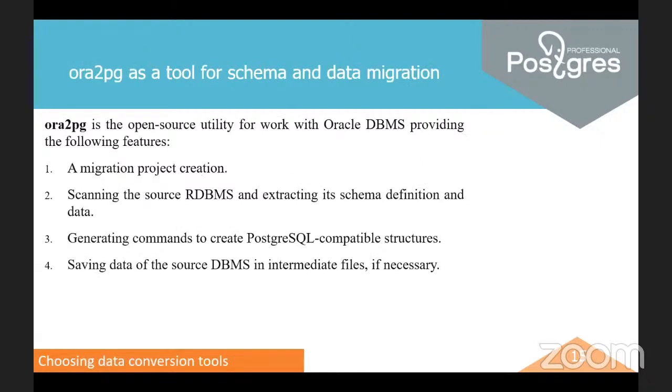Okay, let's talk about data conversion tools, and the first tool that will be considered here is Ora2Pg, which is an open source utility for working with the Oracle database management system. It provides the following features: a migration project creation in which for every object type a separate folder will be created, for tables, indexes, packages, triggers, sequences, synonyms, views, and many others. Ora2Pg can scan the source schema and extract its metadata definition, as well as the data itself. The utility also generates commands to create Postgres-compatible structures. It can also save the data of the source database management system in intermediate files, CSV files to be more precise.